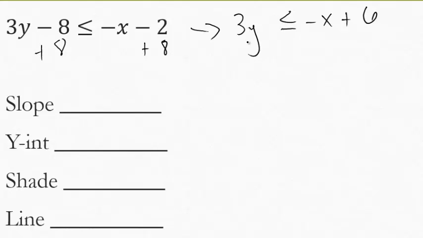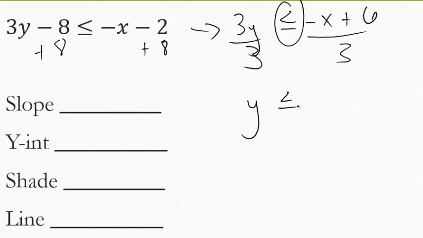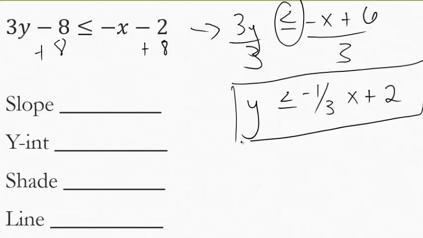Now we want to get y by itself, so divide by 3. Since we're not dividing by a negative, we're going to keep this the same. So it's going to be y is less than or equal to negative 1 over 3 x, because negative 1 divided by 3 is negative 1 over 3, plus 6 divided by 3 is 2. So this is the equation that we're going to be graphing.